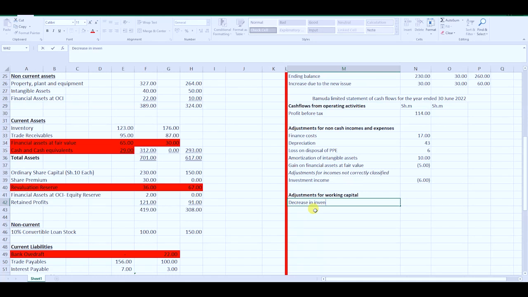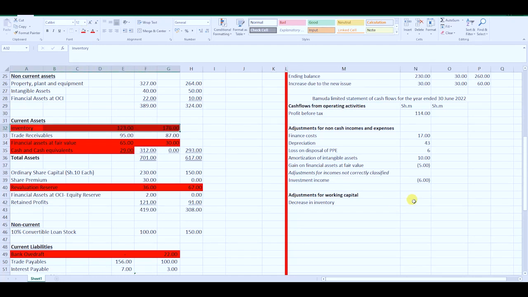Inventory. And inventory can be found from the statement of financial position. You can see it's right over here. So you can highlight that in red with your permission. So we get the difference between the 176 minus 123. So we can just do it like that. Brackets 176 minus the 123.